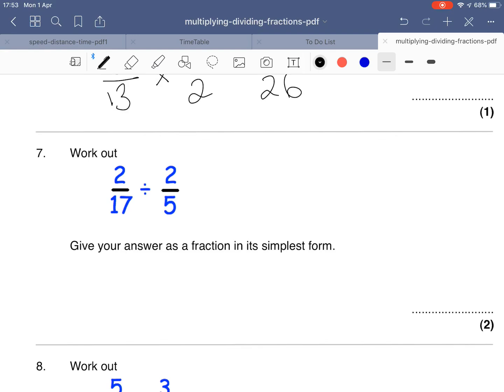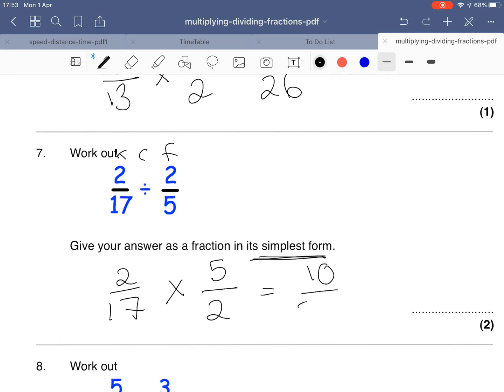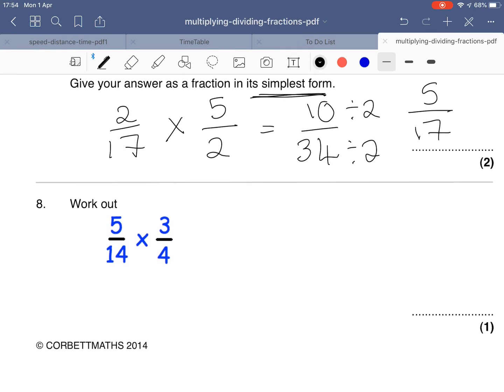So next one, give your answer as a fraction in its simplest form. Probably definitely be able to simplify this. So we've got to keep, change, flip. So we keep 2/17 the same. We change the divide into times, and we flip the 2/5 to 5/2. So 2 times 5 is 10, and 2 times 17 is 34. So you just think of the highest number that goes into it. The highest number that can go into it is 2, so we divide by 2, and we get 5/17.